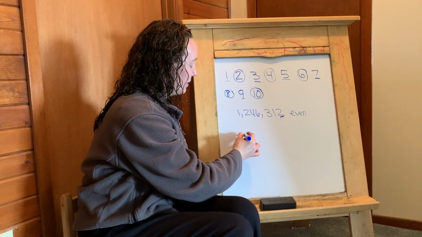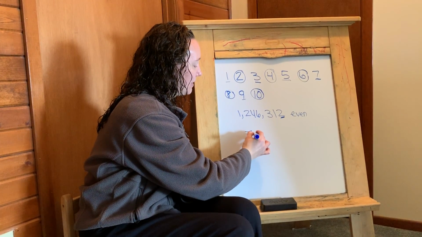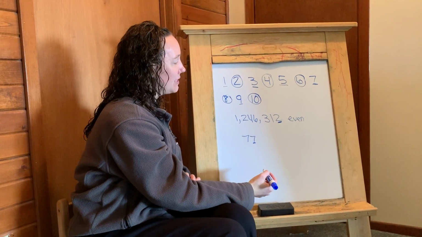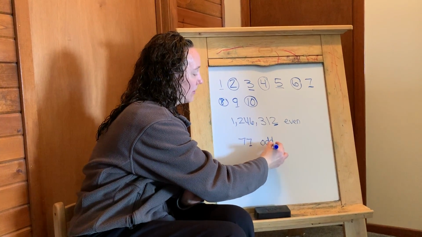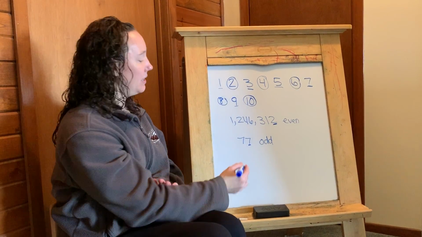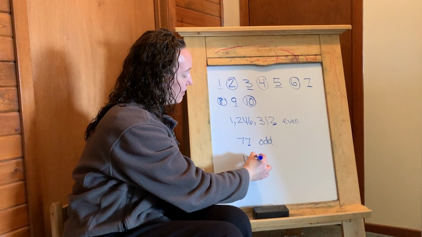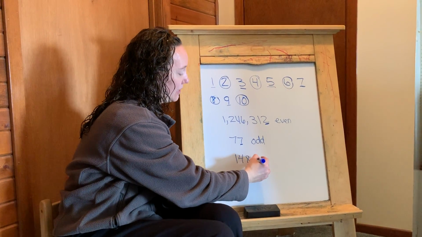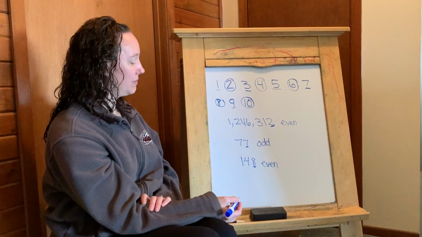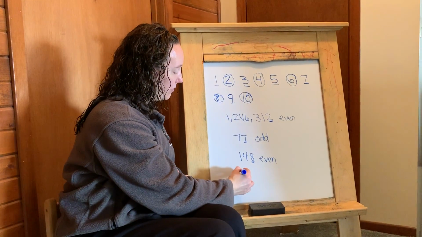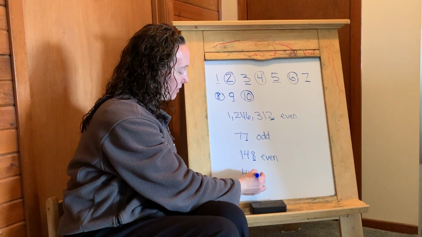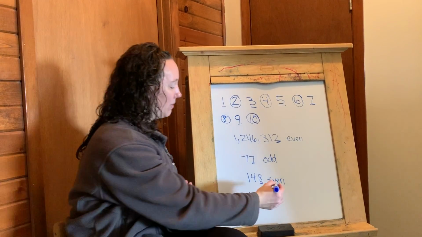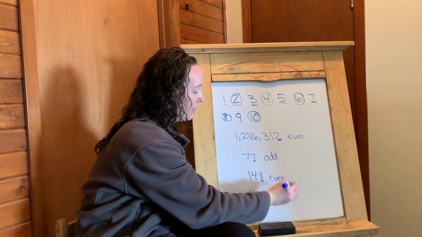What if I have the number 77? We look at that last number. 7 is an odd number. How about the number 148? We're looking at our 8. 8 is an even number. What about the number 465? Looking at the 5, we know that this is an odd number.